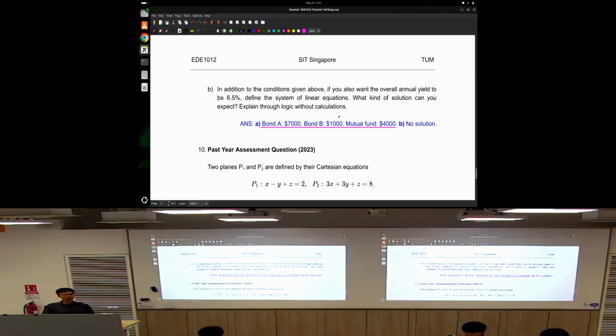Any other explanations? Anyone? Okay, so first of all, to answer whether it's logical or not, you have to look at what is the percentage return you desire.